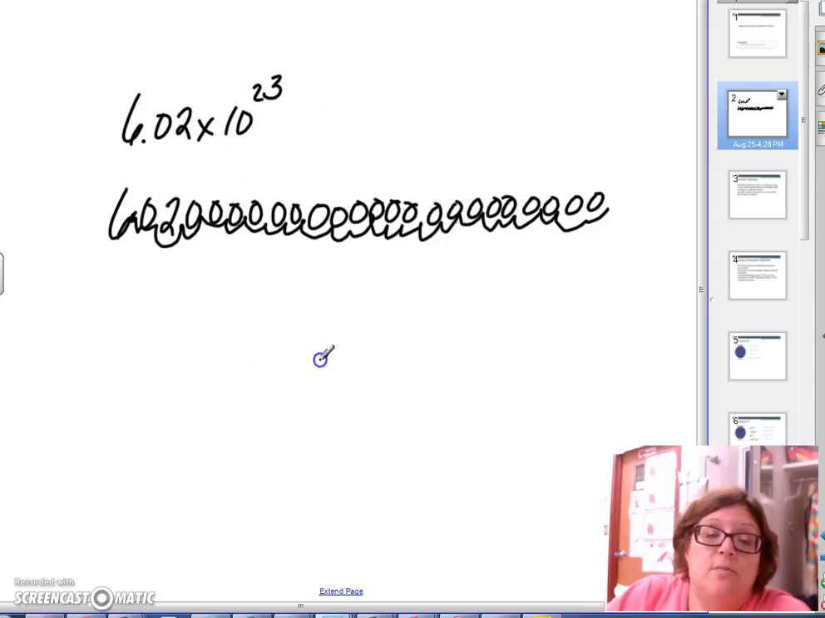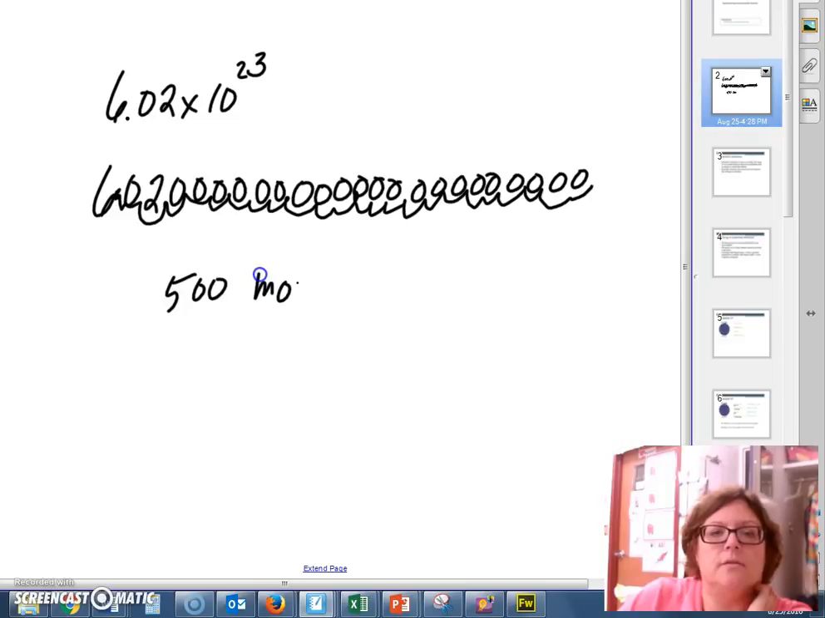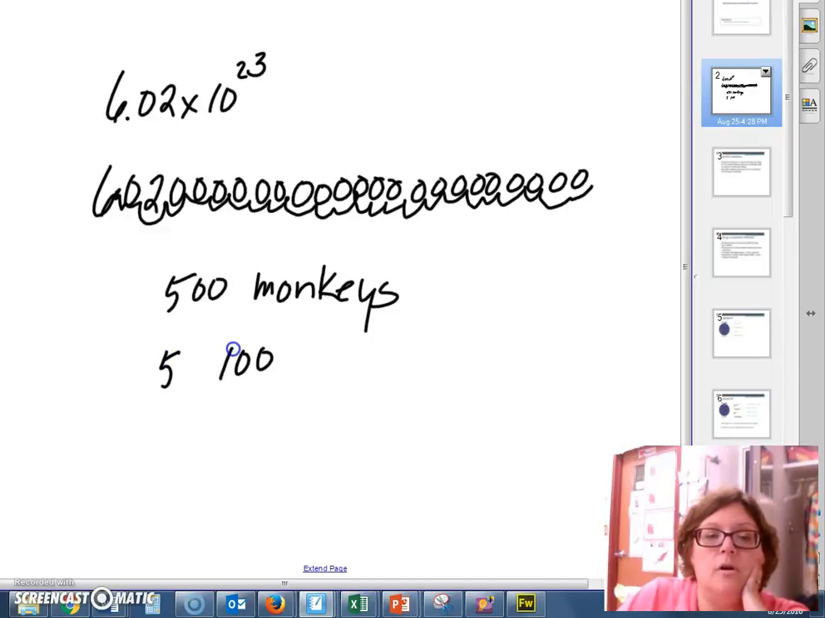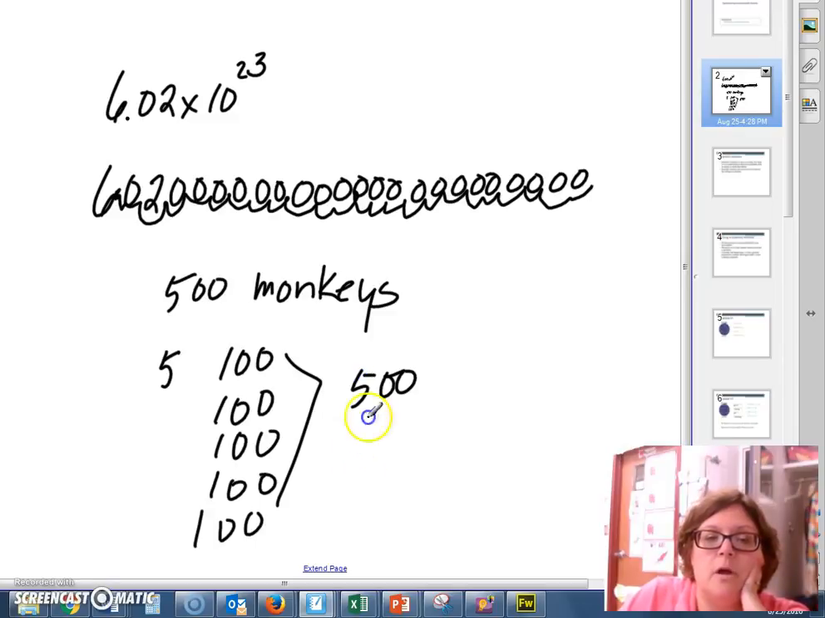Okay? Now think of it this way. If I have 500 monkeys, that's the same as saying that I have 5 groups of 100 each, right? This is kind of like the new math, the Common Core math. This is the same as 500. Okay? So you can say 5 times 100 equals 500.